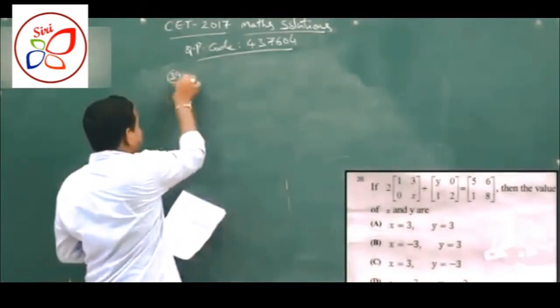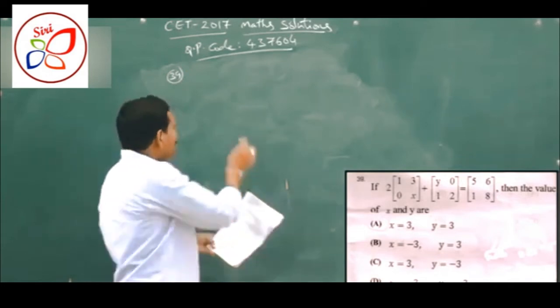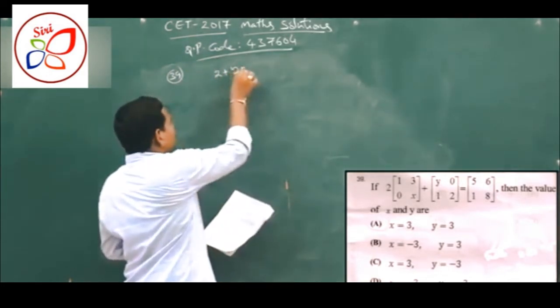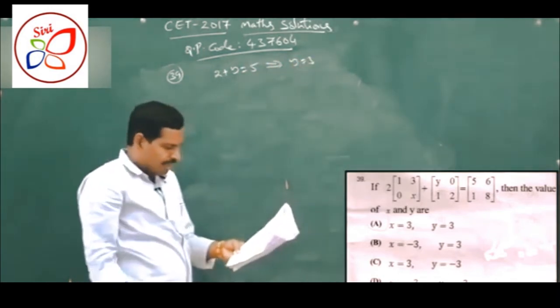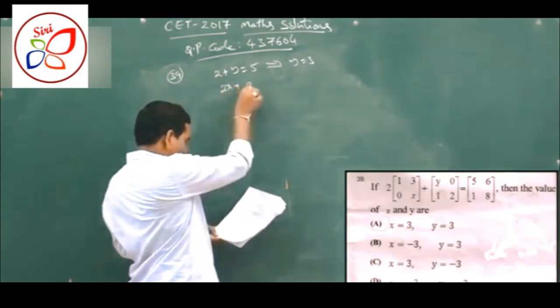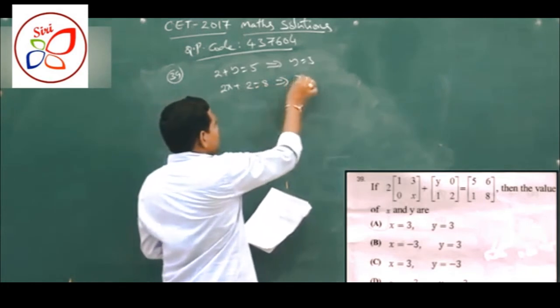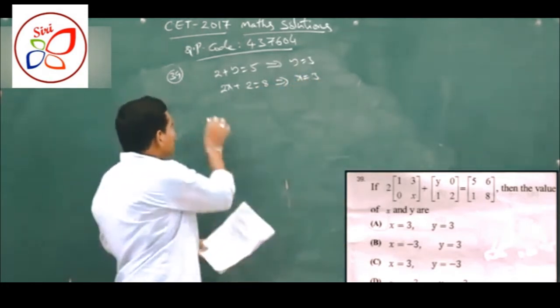Question number 39. These are matrices, equating first elements: 2 plus y is equal to 5, so that y value is 3, and equating last elements, 2x plus 2 is equal to 8, 2x is equal to 6, x is equal to 3. So x is equal to 3, y is equal to 3, first option A.